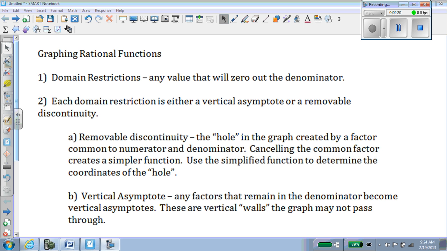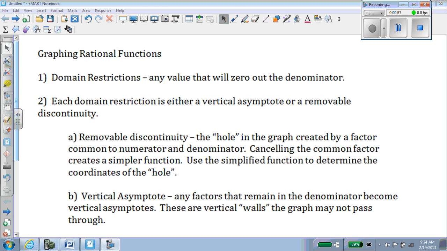Each domain restriction will either become a vertical asymptote or a removable discontinuity. We should look for the removable discontinuity first. It will create a hole in the graph, and that happens if, after factoring the denominator, you also factor the numerator and find that you have a common factor that you can cancel. Canceling the common factor creates a simpler function, and we're going to use that simplified function to determine the coordinates of the hole and for any subsequent work we're doing with this rational function.